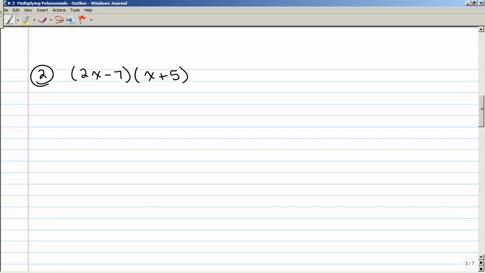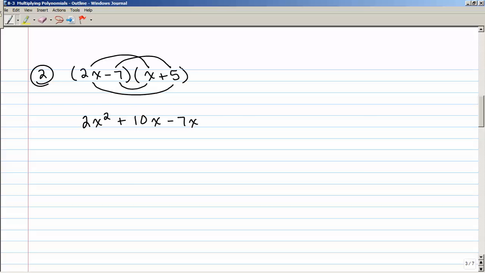Let's take a look at another example here. I have 2x minus 7 times x plus 5. And I'm not going to write out each one this time. I'll just go ahead and do my first, outer, inner, last. So my first terms is going to be 2x times an x, which gives me a 2x squared. My outer terms, 2x times 5, is going to give me a 10x. My inner terms, negative 7 times x, is going to give me a negative 7x. And then my last terms, negative 7 times a positive 5, is a negative 35.